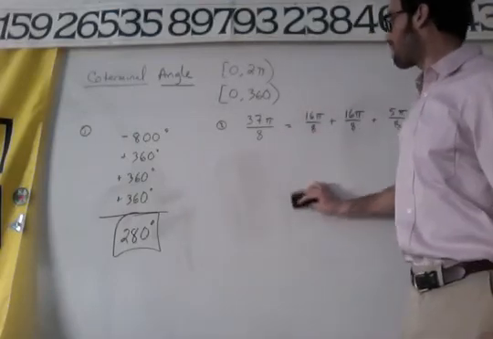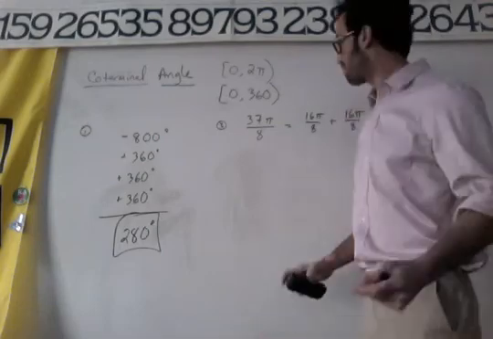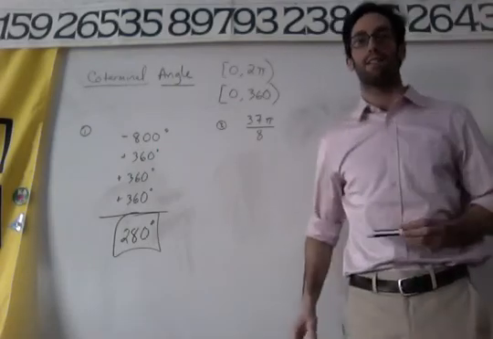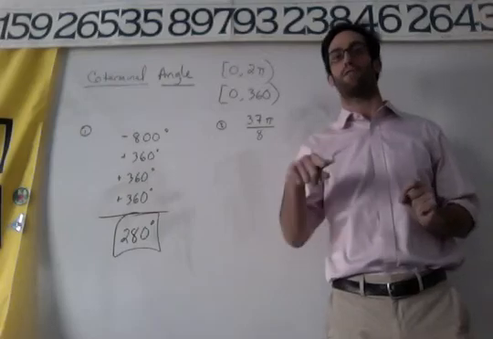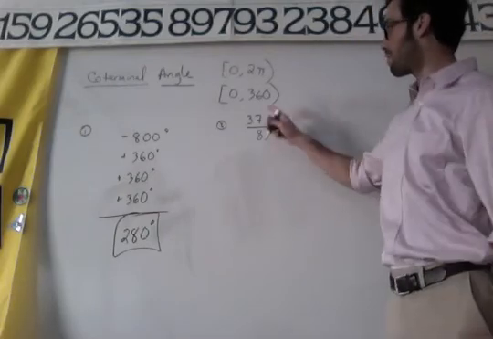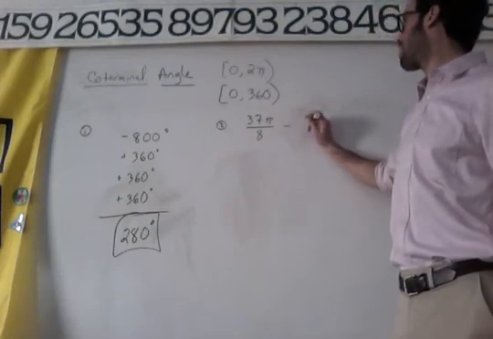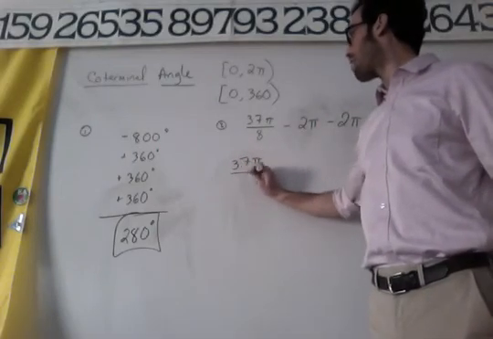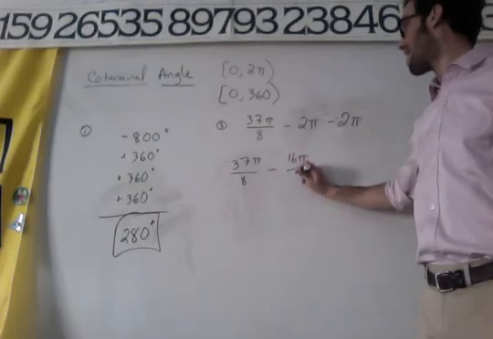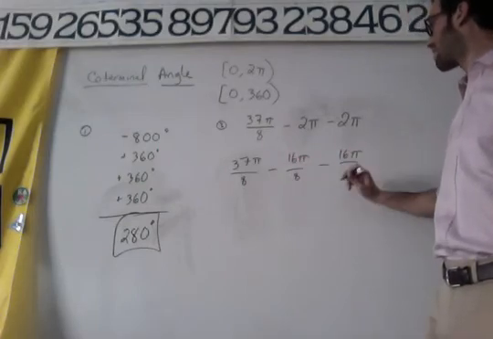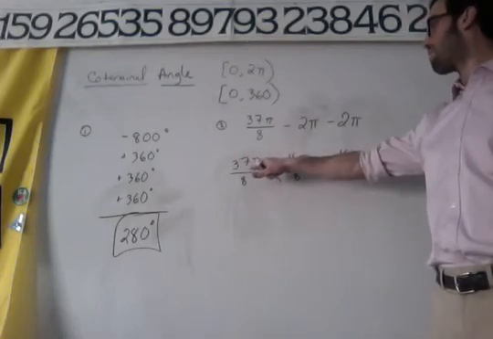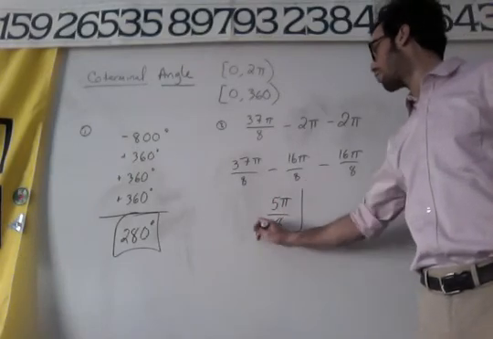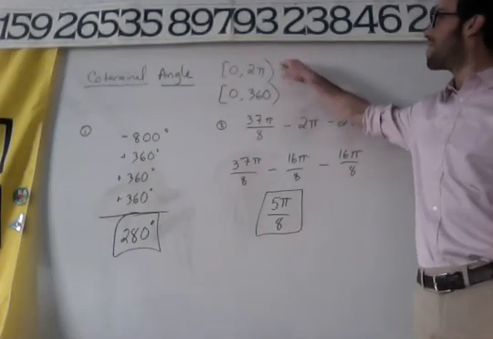For 37 pi over 8, this is much more than we want within this interval. So we want to keep subtracting, not 360, but 2 pi, where 2 pi is a full rotation in this unit of measure. So we want to take away 2 pi, and take away 2 pi again. 37 pi over 8 minus 16 pi over 8 minus 16 pi over 8 once again. And we're left with 37 pi over 8 minus 32 pi over 8, which is 5 pi over 8. That is an angle coterminal with this one in this interval.